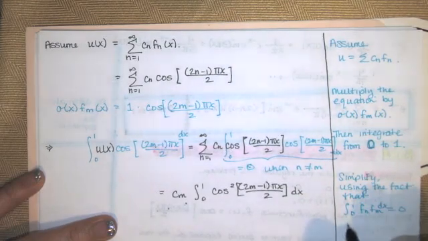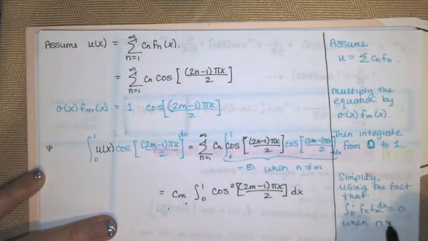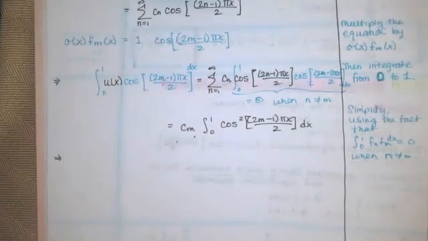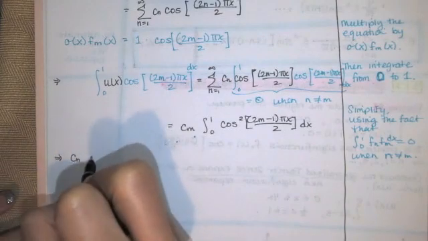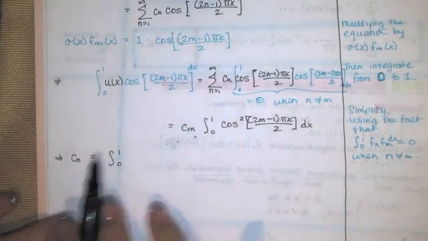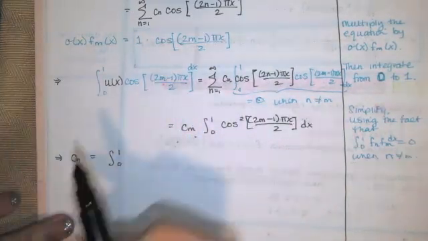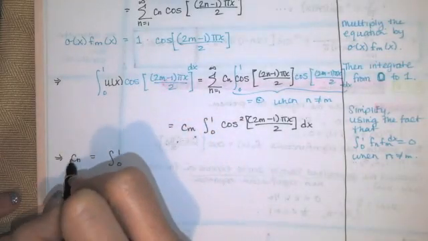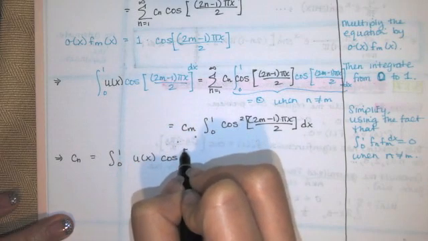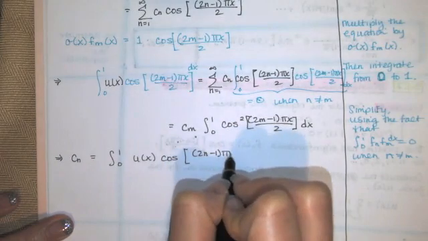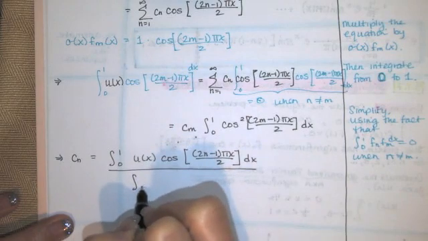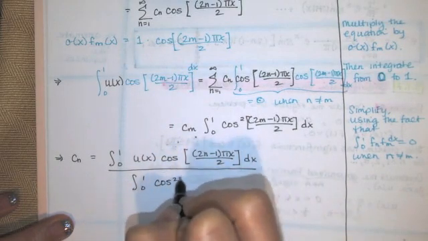Your dx. Okay, and then typically what we do from here is we switch from m back to n, and that's just a matter of preference. And then we are trying to get this by itself after switching m back to n. It's c sub n is the integral from 0 to 1 of u of x times that cosine function, all divided by the integral from 0 to 1 of this cosine squared function.